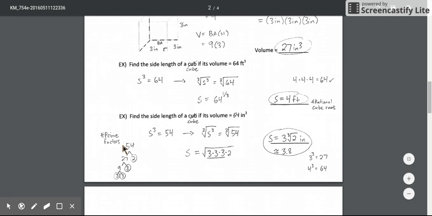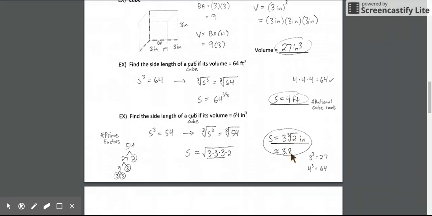Let's break that number down into its prime factors. 54 can be broken down into 3 times 3 times 3 times 2. And since we're looking for a cube root, I missed a little cube right there, put a little 3 right there. If we're looking for cube roots of numbers, we're looking for triplets of multiples. So since we have a triple 3 here, we're allowed to take the 3 out of the radical and leave behind the 2. And there I got my cube root back. So this could be 3 times the cube root of 2, or approximately 3.8.